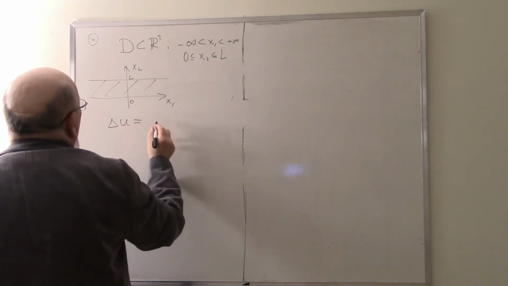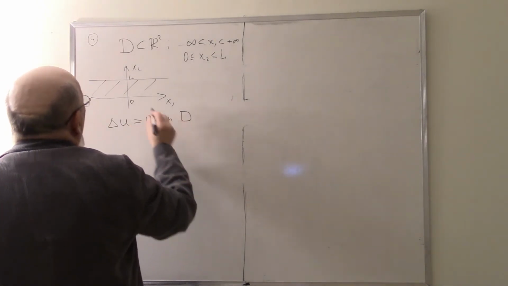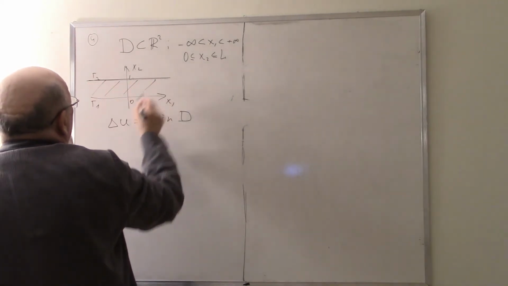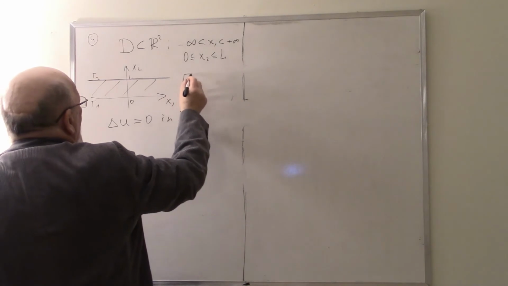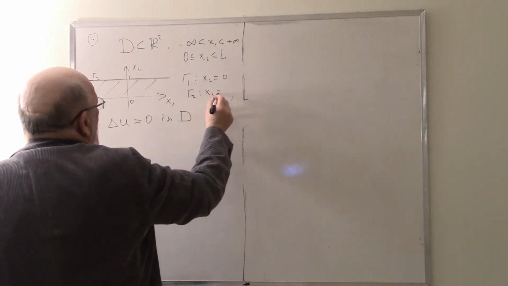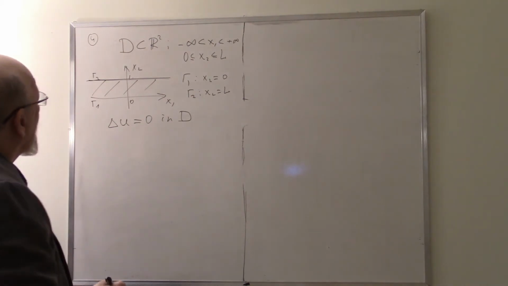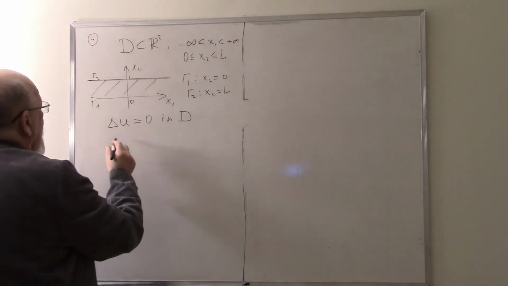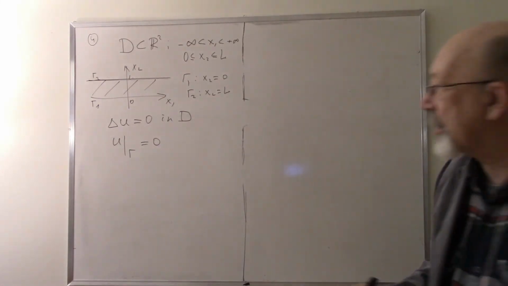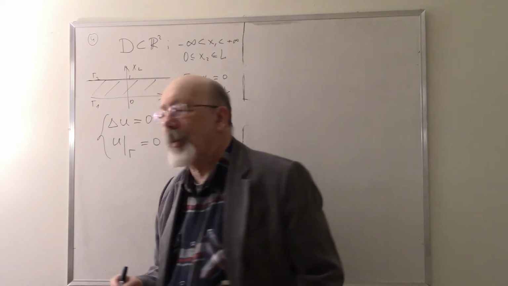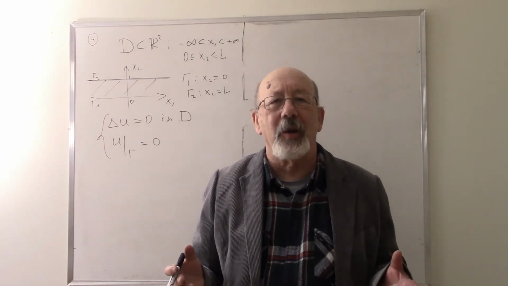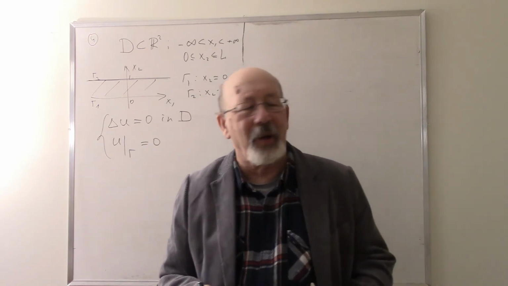And we solve the following problem. Laplacian u equals 0 in D, and gamma is the boundary, with gamma 1 and gamma 2 the two components of the boundary: gamma 1 is x2 equals 0, gamma 2 is x2 equals L. So Laplacian u is 0 in D, and u on gamma equals 0. We want to find solutions to this problem. If our domain were bounded, compact, then the only solution is 0. But here we can see other solutions.